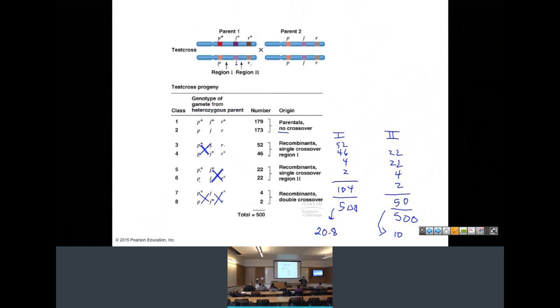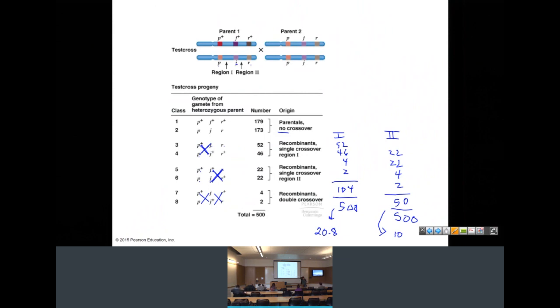If there is not a statistical difference, that means that your hypothesis is accepted, and the genes sort independently, and you must stop. You cannot go any further. But if there is a statistical difference between observed and expected, then you can continue with your mapping, because that means that the genes are linked. They're on the same chromosome, the same linkage group.